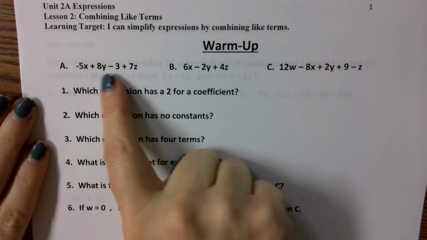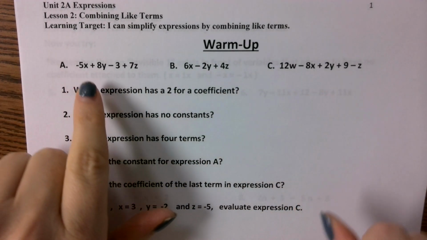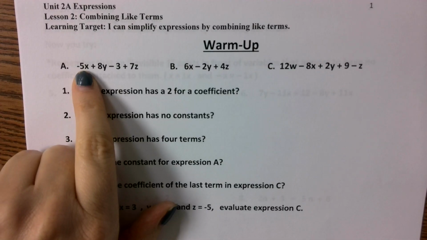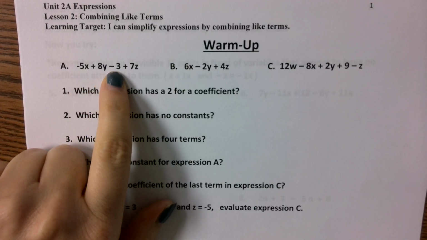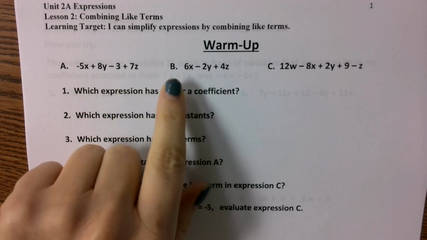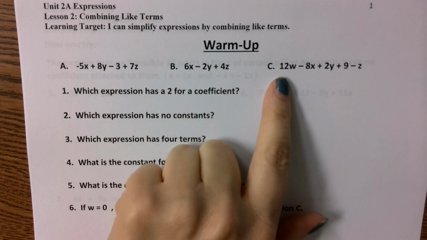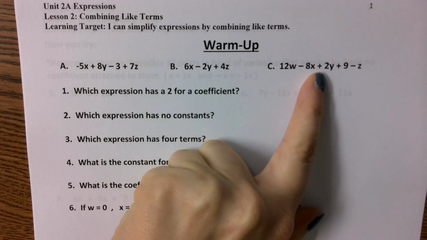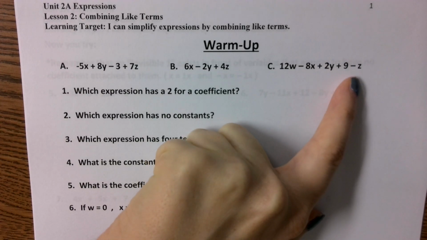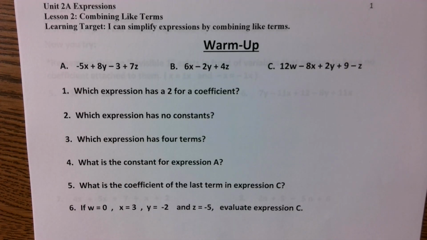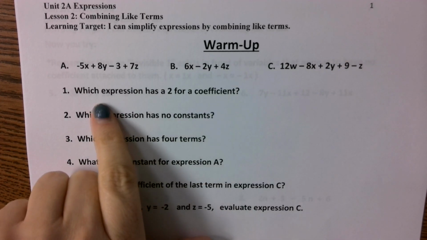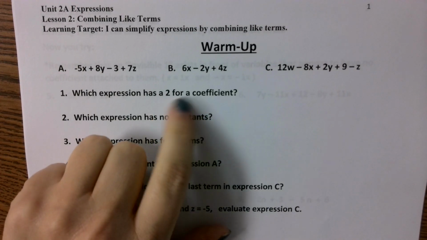So we're given our three different expressions, right? For expression A, we've got negative 5x plus 8y minus 3 plus 7z. Expression B says 6x minus 2y plus 4z. And expression C says 12y minus 8x plus 2y plus 9 minus z. So we want to know for question number 1, which expression has a 2 as a coefficient?